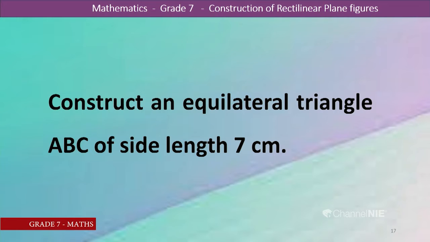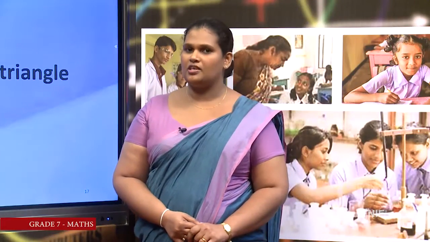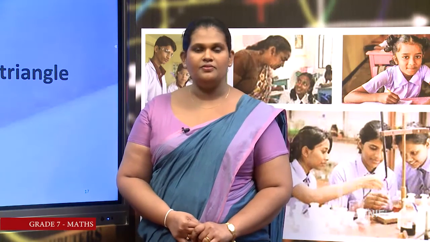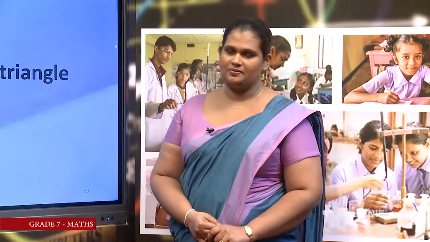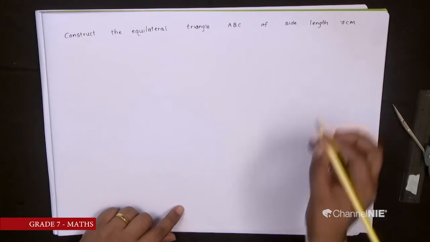Right. First of all, we will construct the equilateral triangle ABC of side length 7 centimeters. Now, we will move on to the construction of the equilateral triangle ABC of side length 7 centimeters. Right. We know that equilateral triangle means all three sides are equal. First of all, we will draw a sketch of it.